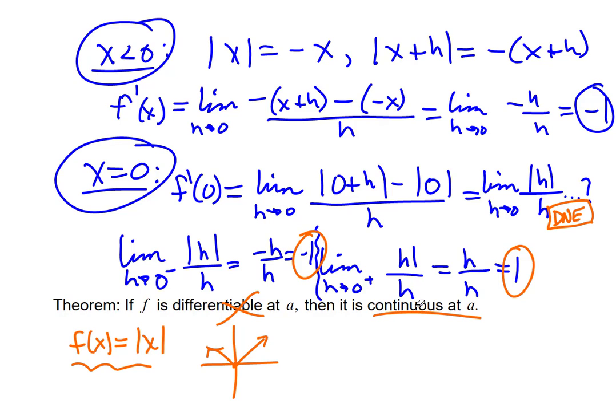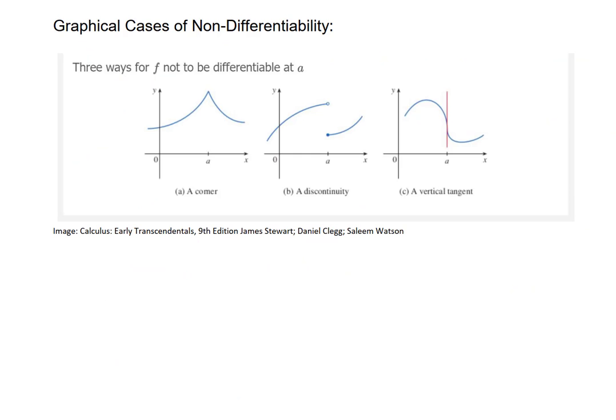So we can see that there is a direction that matters to this theorem, and this is a good example to understand or explore it. Let's now consider graphical cases of non-differentiability. We'll consider 3 ways for f not to be differentiable at a. The first case is when you have a corner in the graph.